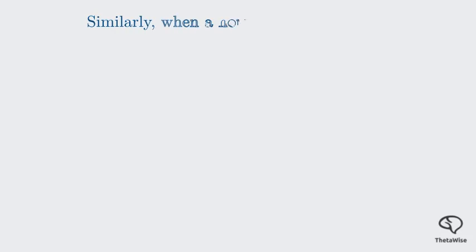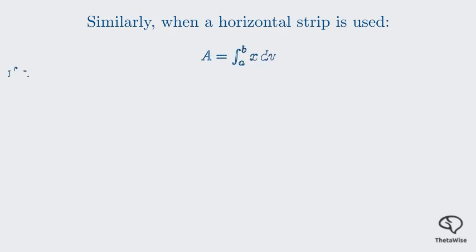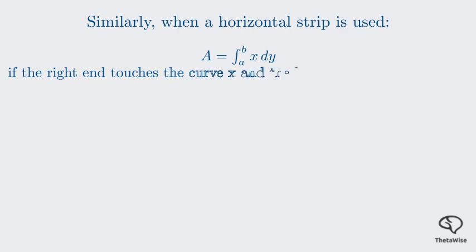Now, let's look at the second option, the horizontal strip. This time, we slice the area with very thin horizontal rectangles, each of width dy. The area of each strip is its length times its width. Here the length is an x value, which must be expressed in terms of y. If the right end of your strip touches a curve x and the left end touches the y-axis, the length is x. The formula for the total area is the integral from a to b of x dy.